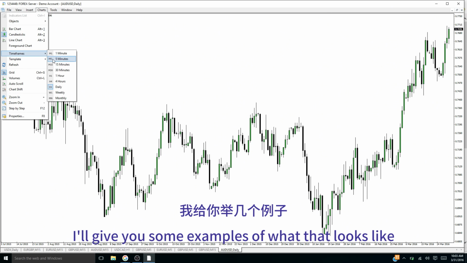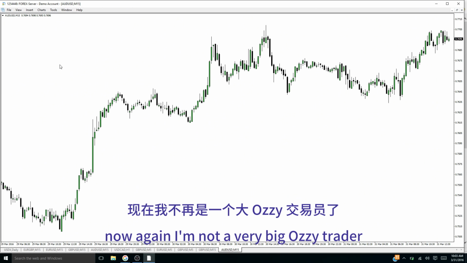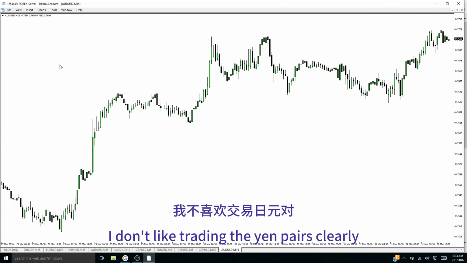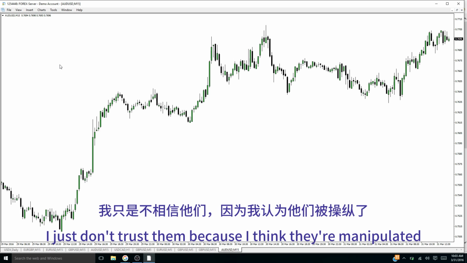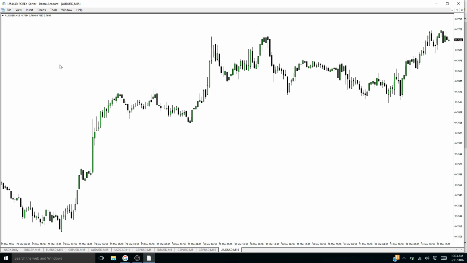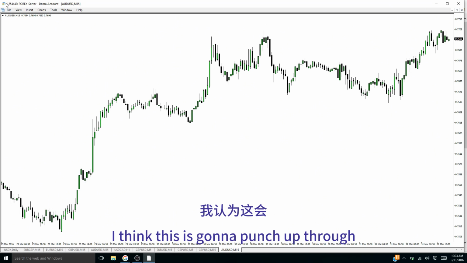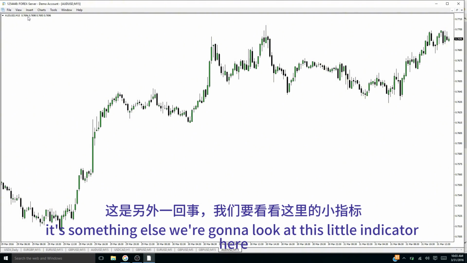And I'll give you some examples of what that looks like. Now, again, I'm not a very big Aussie trader. I don't like trading the yen pairs, clearly. I just don't trust them because I think they're manipulated way beyond what would be reasonably expected. I think this is going to punch up through this high here, but it's not the topic. The topic is something else.